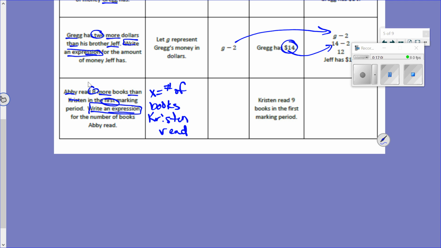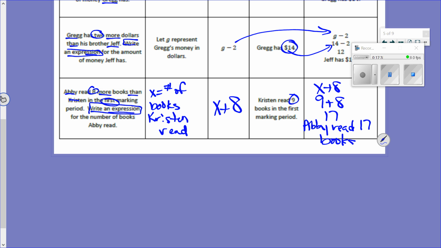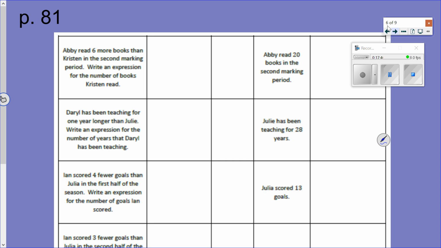Okay, so now I need to look at this from the perspective of Kristin. So if I'm Kristin, Abby read 8 more books than me. How do I get to what she read? X plus 8. Okay, Kristin read 9, so X plus 8, but now I know that my X is 9, 17. So Abby read 17 books. Now we can double check to make sure it makes sense. Abby read 17. Is that 8 more than Kristin read at 9? Yes, I did it correctly. Make sense? Okay, next page.